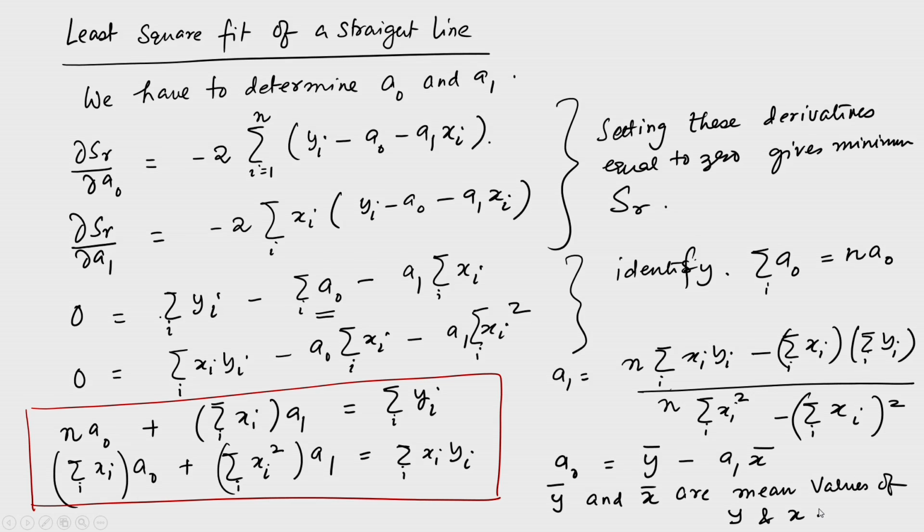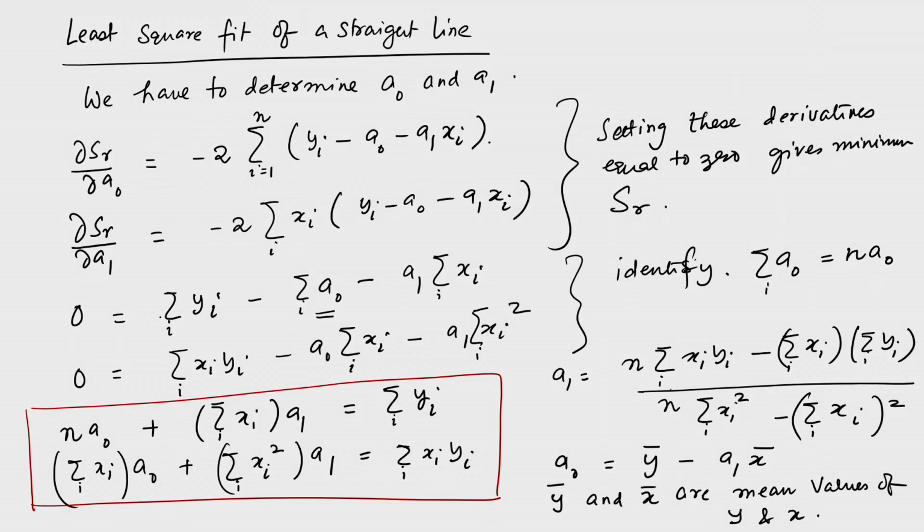So, this slide summarizes everything: we have taken the square of the errors and minimized it with respect to the two unknown parameters, A 0 and A 1, put them equal to 0, and from there we have solved for A 0 and A 1 in terms of the data points like this. All right. So, let us take an example. It is a book example, but you can take any example for that matter.